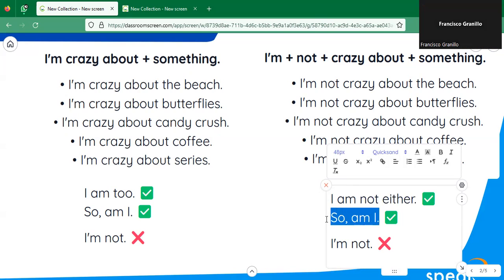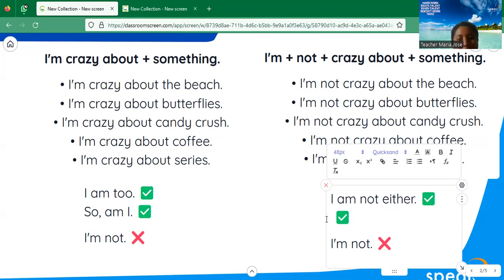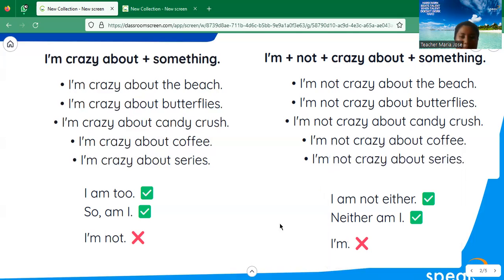And if I want to use the neither, how do I do it? Neither am I. Excellent. And in the other one, because now the sentence is negative, then I'm going to say I am. I'm not crazy about the beach. I am. Okay? Very good. Now that we have this one completed, let's continue with the other expression.